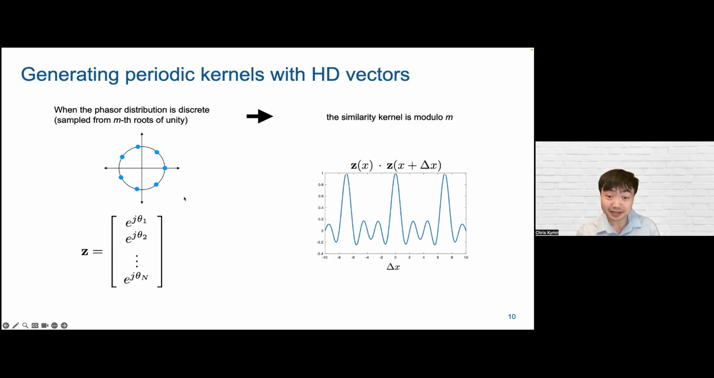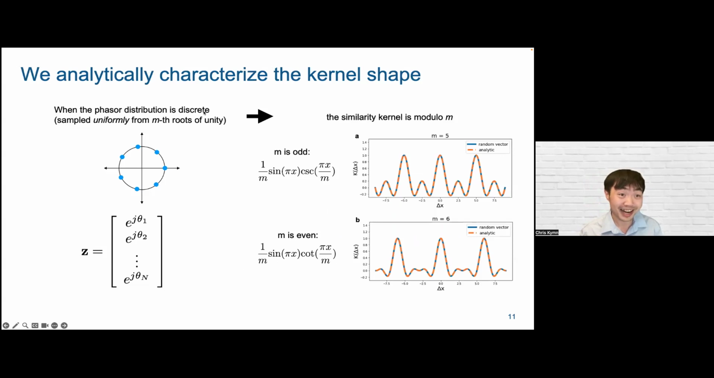And so what this means is that in certain cases, for example, if we are trying to encode our direction or heading direction, which is inherently a circular variable, then we have a way of characterizing this wraparound within the HD computing framework. But in addition to that, I want to point out that in the paper, if you read the appendix, the nice thing is that when this phasor distribution is discrete and is sampled uniformly from the mth roots of unity, you can actually derive what the analytic kernel shape is going to be. It's a little bit funky with the sines and the cosecants and cotangents, but you can actually work out what the analytic form of this particular periodic kernel is going to be in this case.